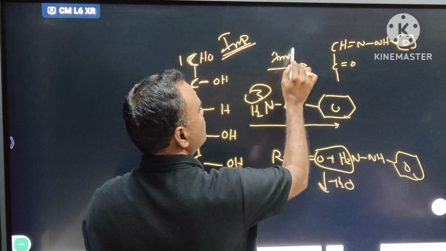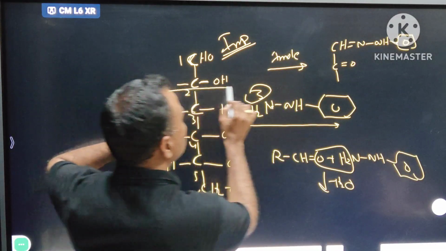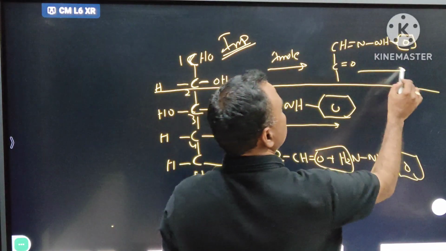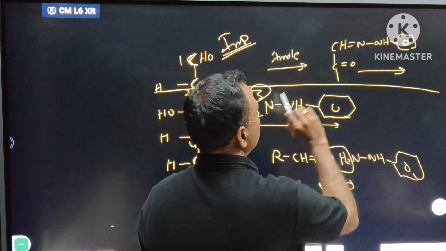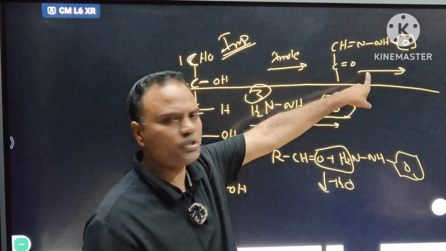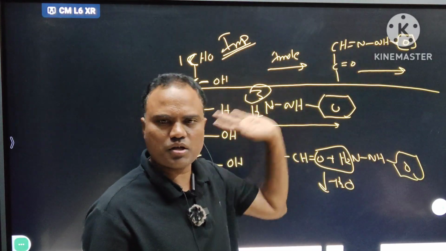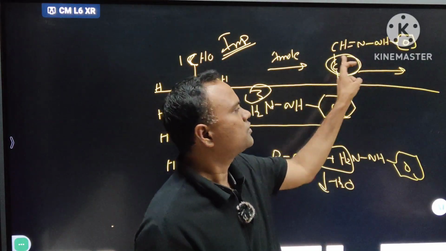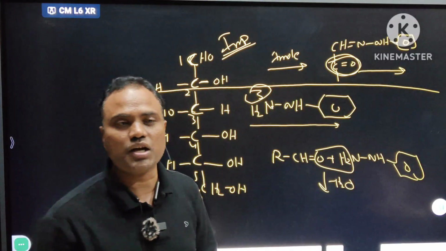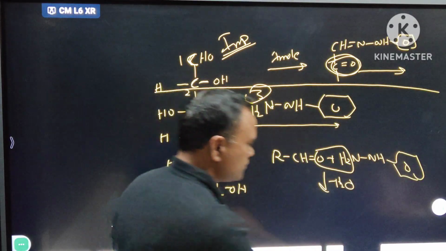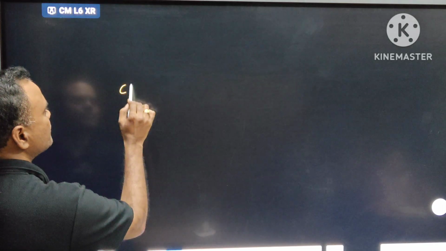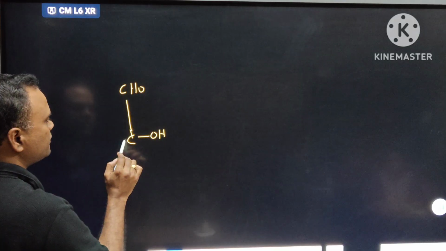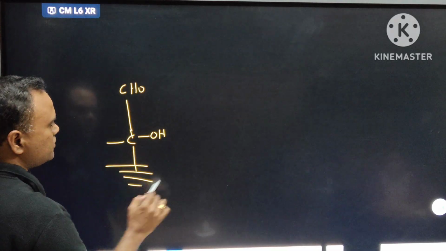After 1 mole is consumed, the second mole is used to oxidize this. 2 moles are over, and the third mole is used to react with the C=O bond. Look at this. First take the aldehyde; this structure is common. The remaining structure I am not giving.